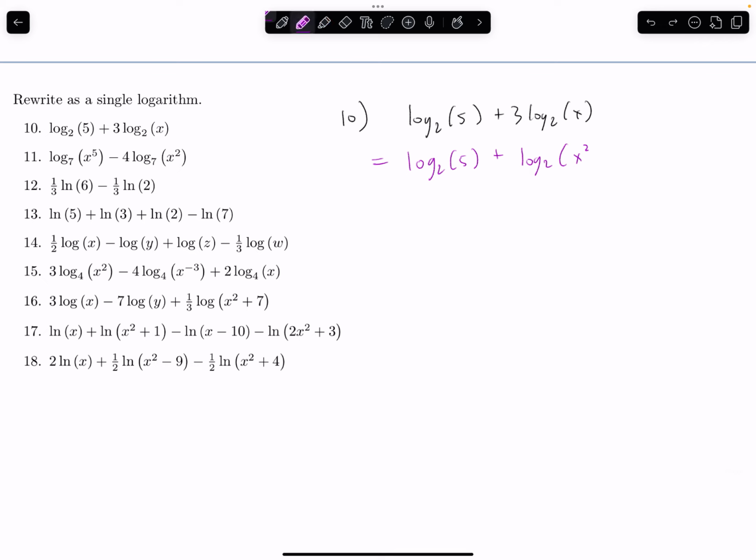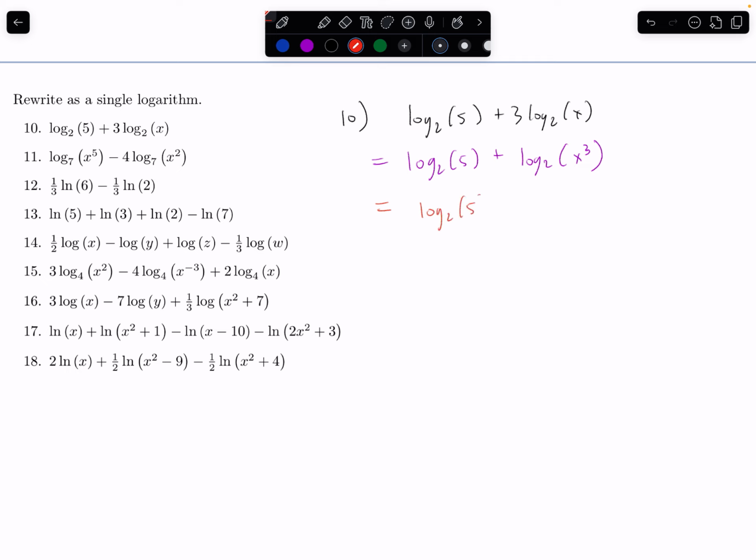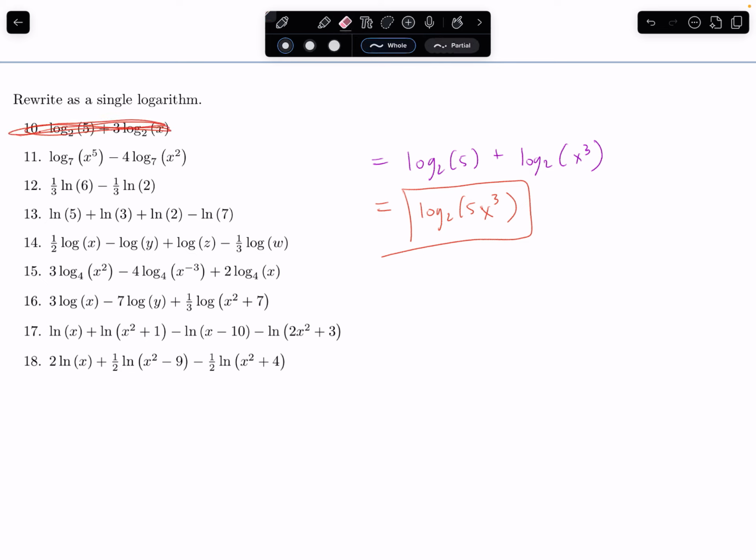Where was I? Oh, I think I deleted by accident. Okay, so now I have the sum of two logs. I can convert that to a multiplication of it. So this is log base 2 of 5 times x cubed, or in other words, 5x cubed. Okay, so that's also nice, to be able to go to one single concise log. All right, that's number 10.